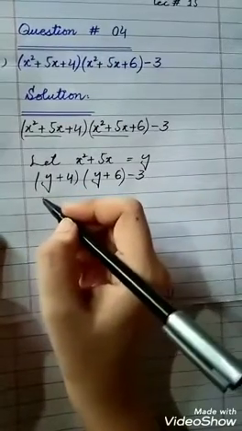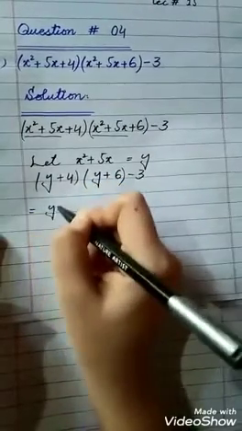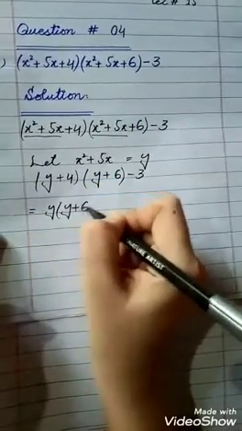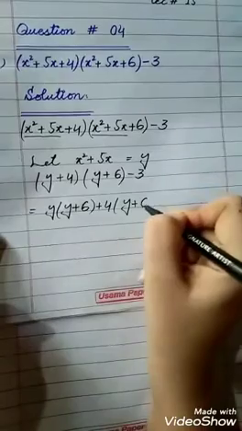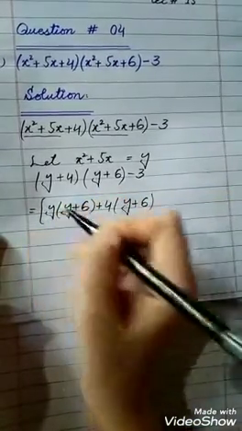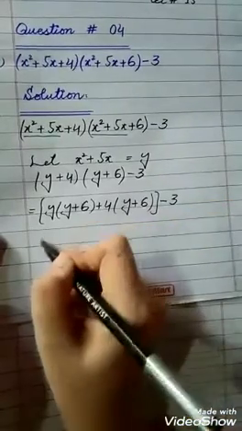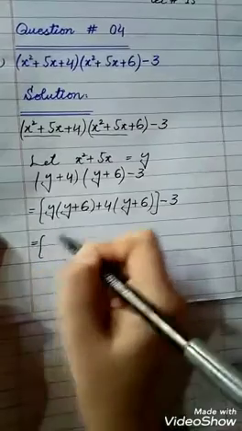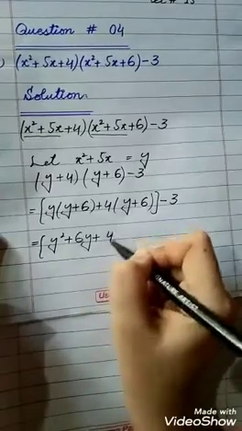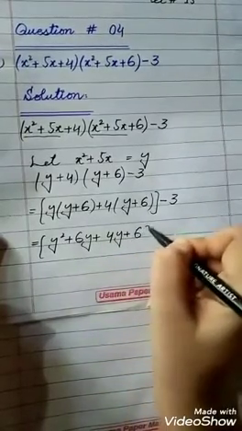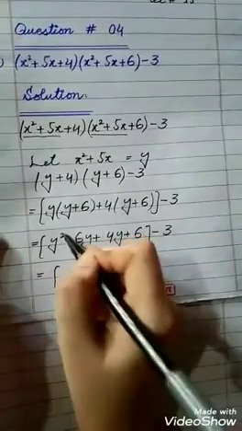So we will get in the multiplication y into y plus 6 plus 4 into y plus 6. So minus 3, we have to multiply now. It will be y square plus 6y plus 4y plus 24 minus 3. Solve it inside the bracket.